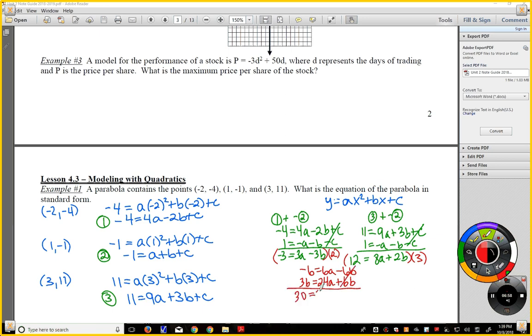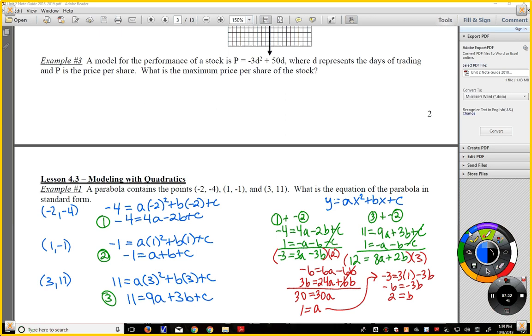Then I get 30 equals 30a. So I get that a is equal to 1. Okay. What do I do once I've found a piece of what I'm looking for? Edwin? Good. I plug it back into one of the equations. So I'm going to take a value and plug it back into one of these. I'm going to do negative 3 equals 3a minus 3b. So I end up with negative 6 equals negative 3b, so b is equal to 2.